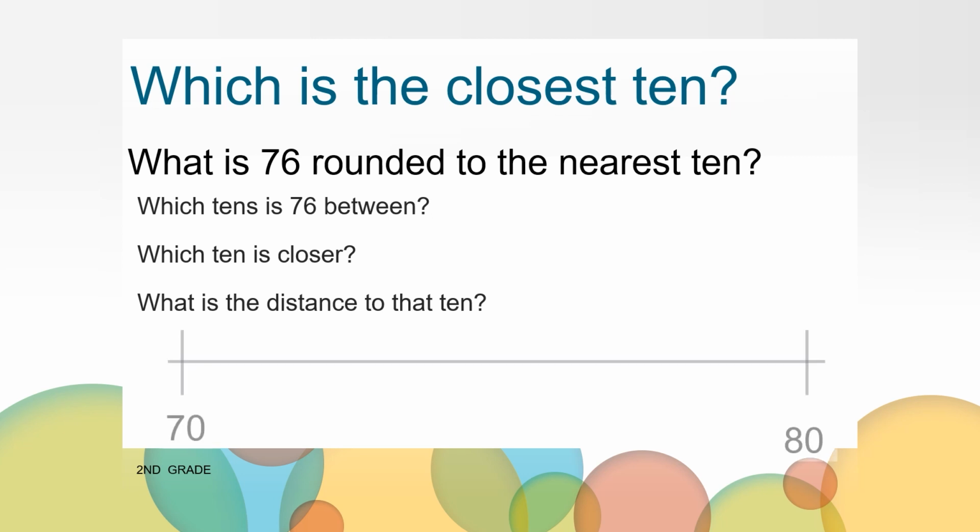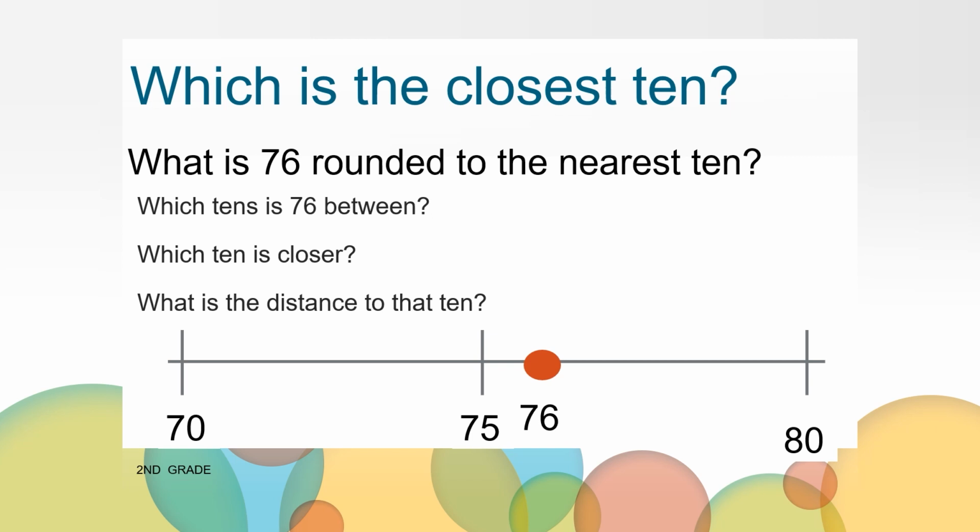Choose your tool, base 10 blocks or a number line, and try it yourself. Here are the same questions to help you. I'm going to use a number line on this one, but your choice on which tool you want to use. What is 76 rounded to the nearest 10? Which tens is 76 between? You know 76 is between 70 and 80. I like to put in 75 in the middle, and then 76 comes after 75.